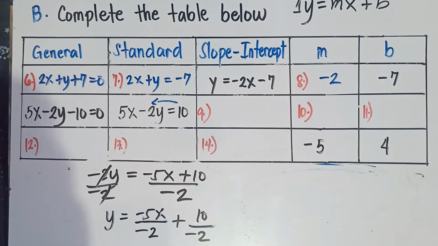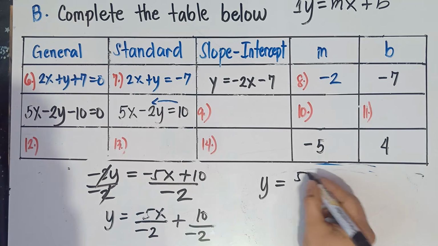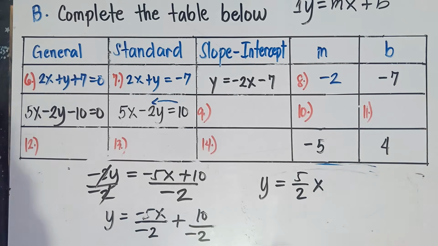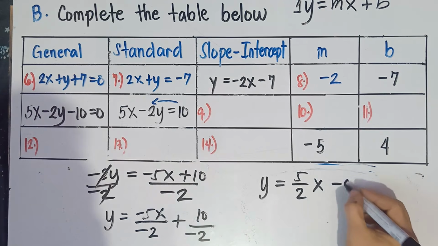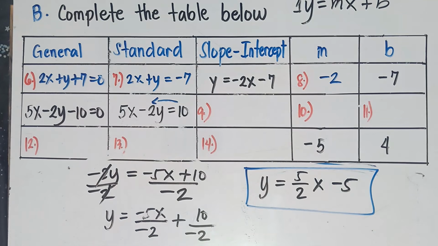Alright, so this will be y equals negative divided by negative. We can divide the signs, but we cannot divide the numbers because you will get a decimal answer. Negative divided by negative, what's the answer, class? That's correct, that would be positive. So this will be positive 5 over 2, copy x. And then positive 10 divided by negative 2, that would be negative 5. And this will be our final answer, class.